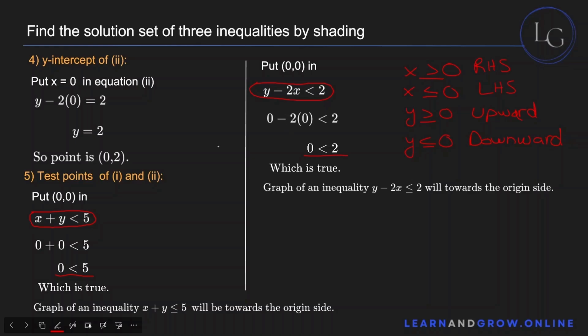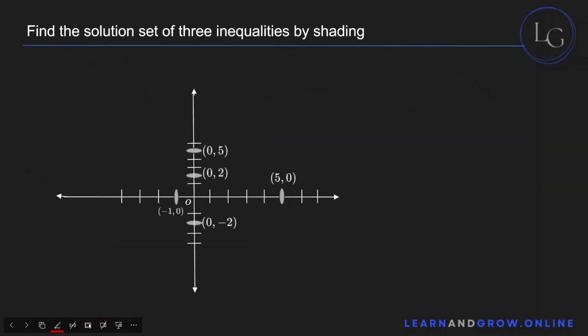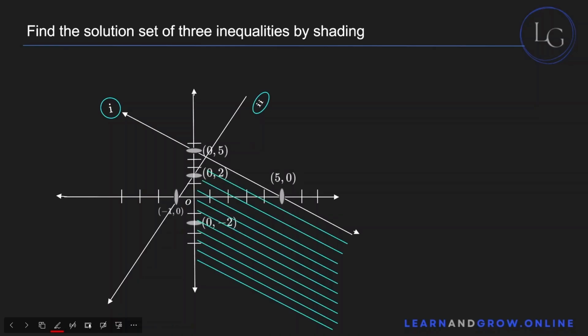Now, we're dealing with this one over here, and then we had this, it will be towards the origin side, and this will also be towards the side of the origin. Now, you see this? This was associated equation number 1, this is associated equation number 2. And this is the shaded region.